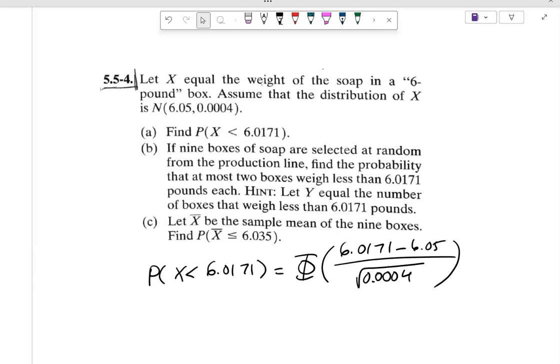I'm not going to do the next problem just because it is a nice review. What kind of a problem is part B? You're going to select 9 boxes at random, and you want the probability that at most 2 weigh less than that value you just found, or that you're considering in part B. What kind of problem is that one? What kind of distribution are you talking about there?